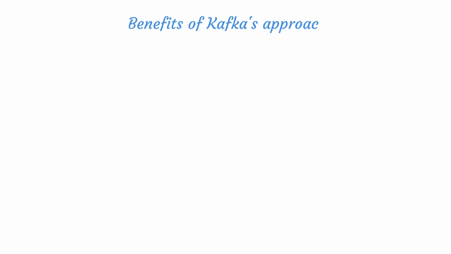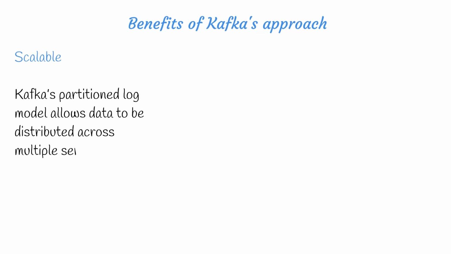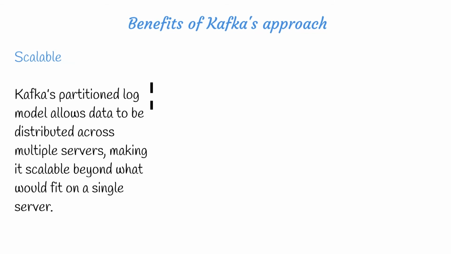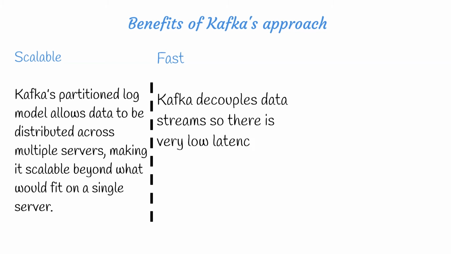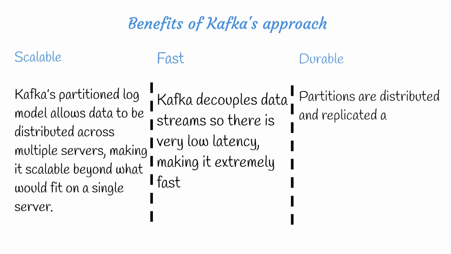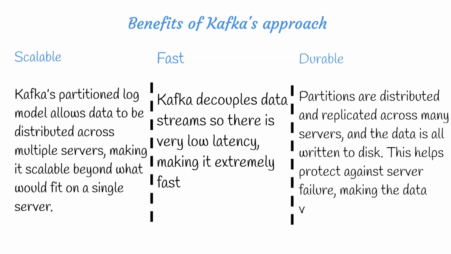Let's talk about the benefits of Kafka's approach. First, scalable. Kafka's partitioned log model allows data to be distributed across multiple servers, making it scalable beyond what would fit on a single server. Fast. Kafka decouples data streams, so there is low latency, making it extremely fast. Durable. Partitions are distributed and replicated across many servers, and the data is all written to disk. This helps protect against server failure, making the data very fault tolerant and durable.